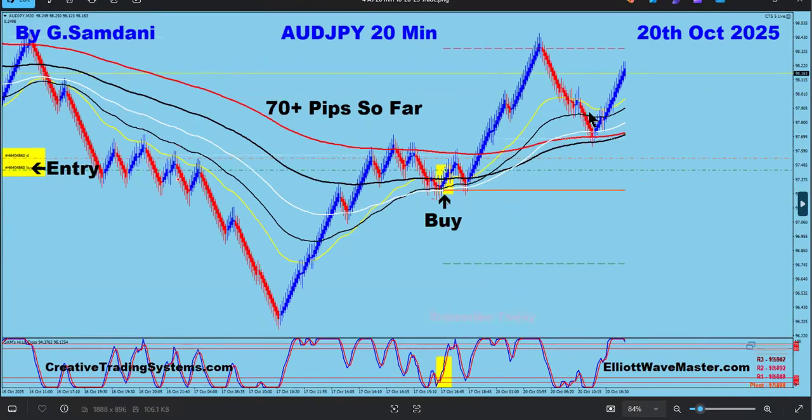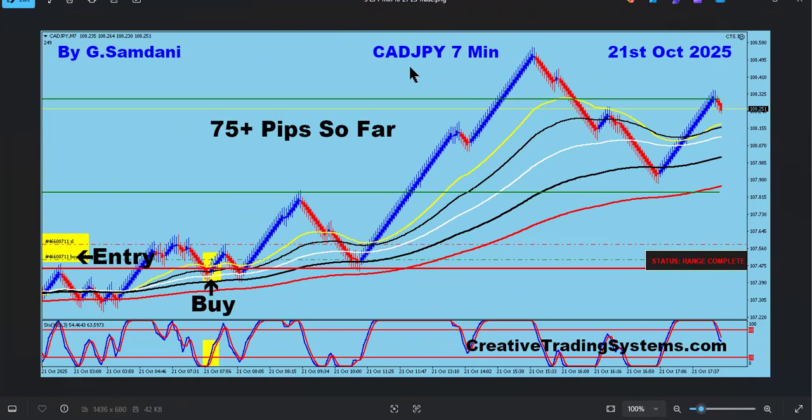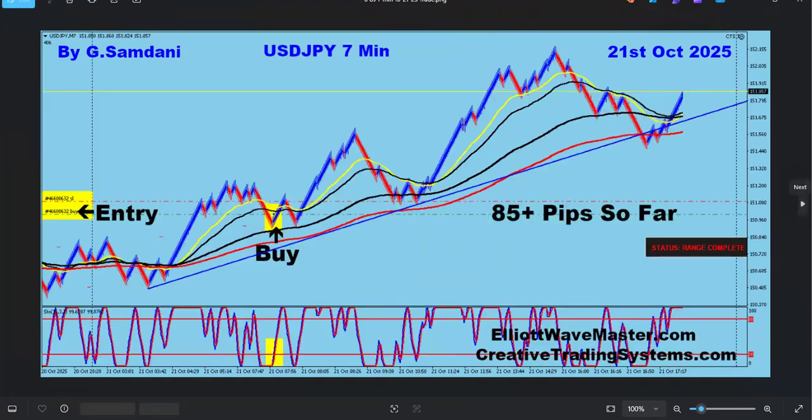And this one is from here going up there, Aussie yen 70 pip on the 20th. On the 21st, CAD yen 75 pip. The entry was on the 21st, and then you can see the volatility going all the way to the upside, and the range was completed, 75 pip. This range indicator tells me that it is about time to close the trade because it may retrace.